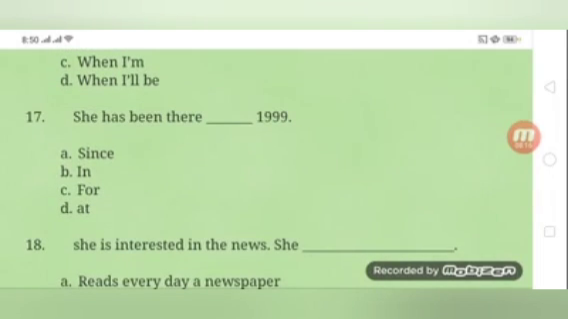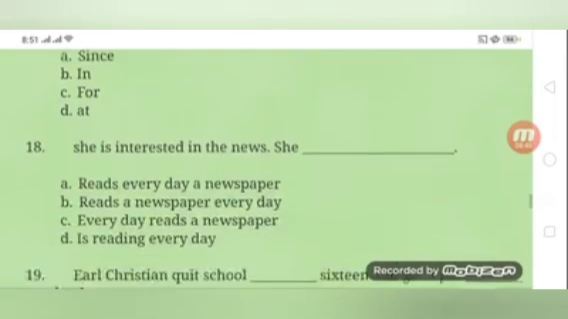She has been there. And then this is like the start of the time. You always have to use since here. She has been there since 1999. Remember that always. If it's the start of the time, you have to use since. And if it's a period of time, you have to use for and in. And remember, for, in, and since can only be used with the present perfect tenses and the present perfect progressive tenses. Okay? So here, she has been there since 1999.